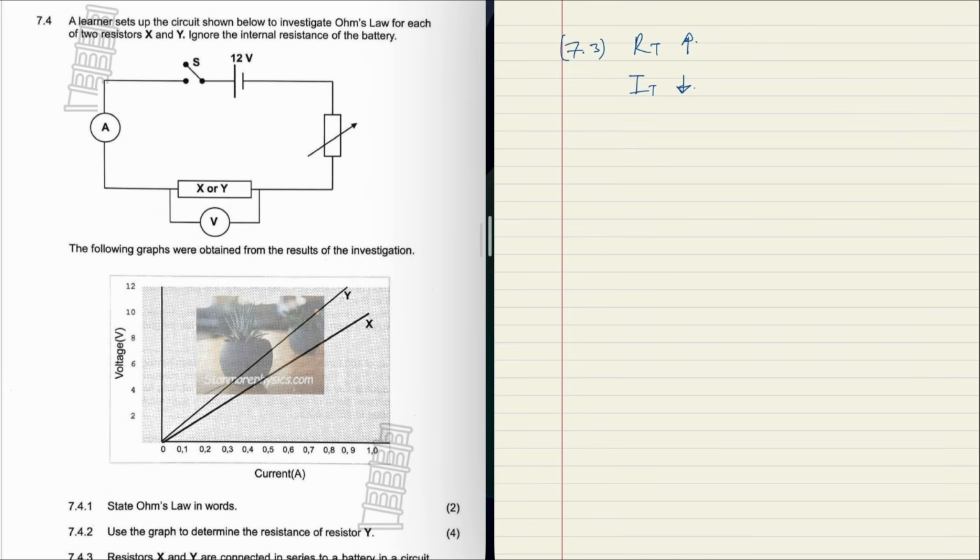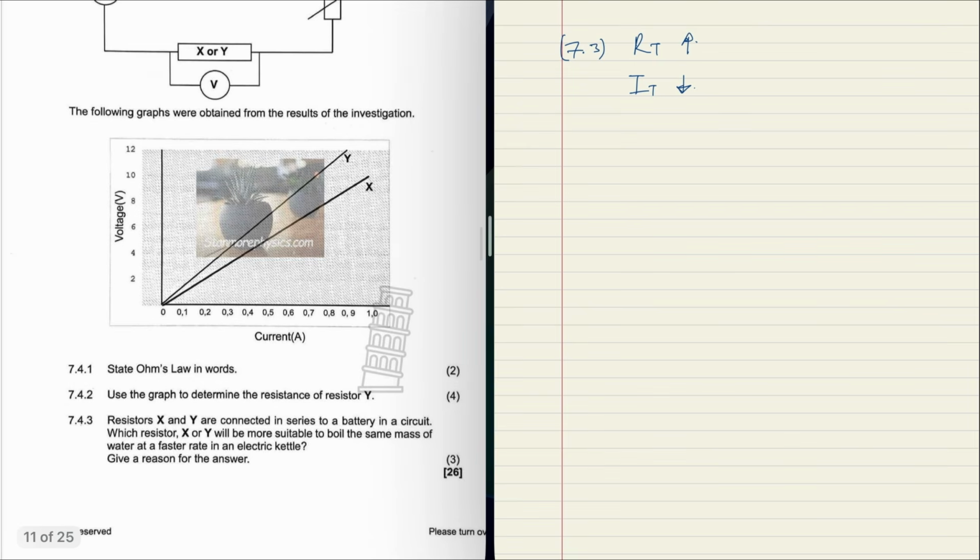Question 7.4, a learner sets up the diagram below to investigate Ohm's law for each of the two resistors X and Y. Ignore the internal resistance of the battery. The following graphs were obtained from the results. State Ohm's law. Question 7.4.2 says use the graph to determine the resistance of resistor Y. So what does the gradient here give me? Because if it's a straight line, you should be looking at gradient. The gradient is equal to the change in y divided by the change in x. On the y-axis, you have voltage, and on the x-axis, you have current.